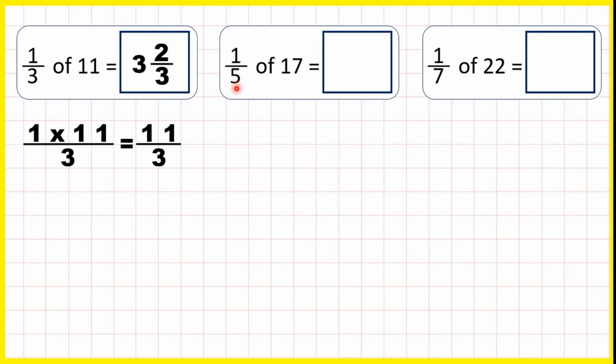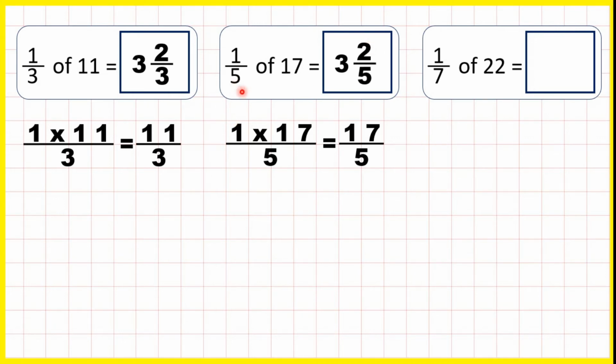Now for 1/5 of 17, we can write the question out as 1 times 17 over 5. So that's 17 over 5, and we need to divide to get our mixed number. 17 divided by 5 is 3, remainder 2. So 3 is our whole number, the remainder 2 is our numerator, and then the denominator stays the same. So 1/5 of 17 is 3 and 2/5.